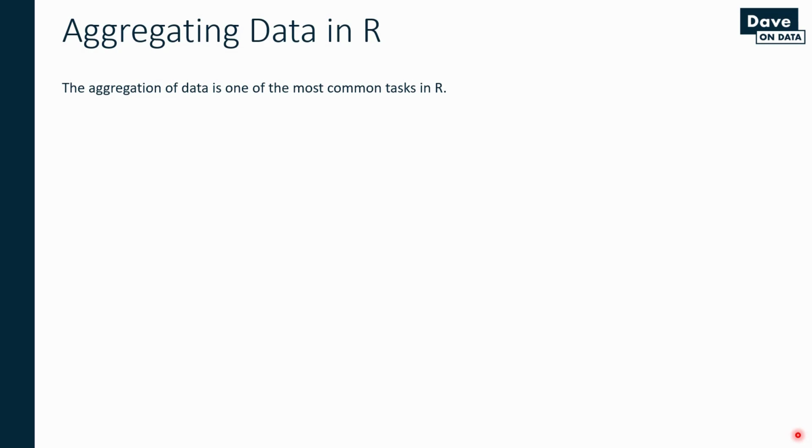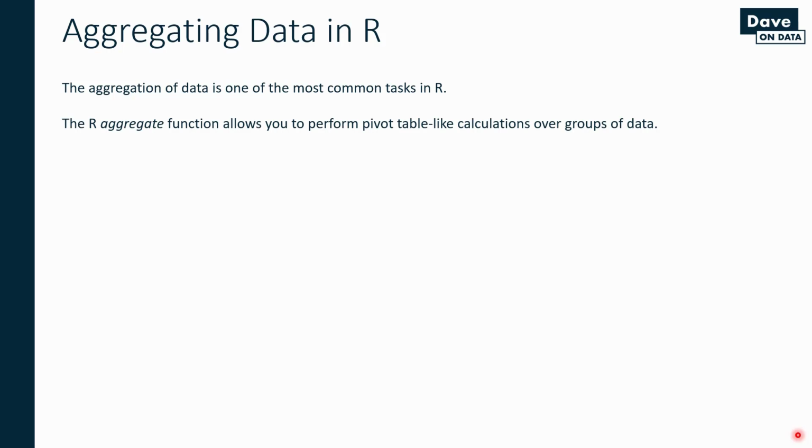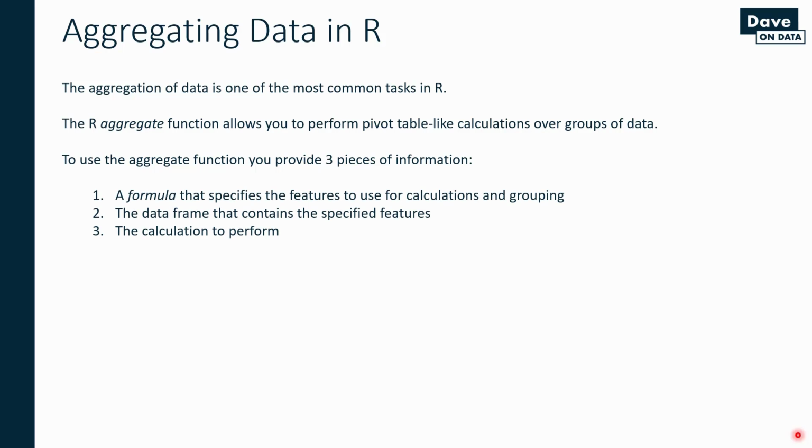As a tool for working with data, it should come as no surprise that the aggregation of data is also one of the most common tasks in R. The R aggregate function allows you to perform pivot table-like calculations over groups of data. To use the aggregate function, you provide three pieces of information. One, a formula that specifies the features to use for calculations and for grouping. Two, the data frame that contains the specified features, the data that you want to pivot. And three, the calculation you wish to perform on the data.